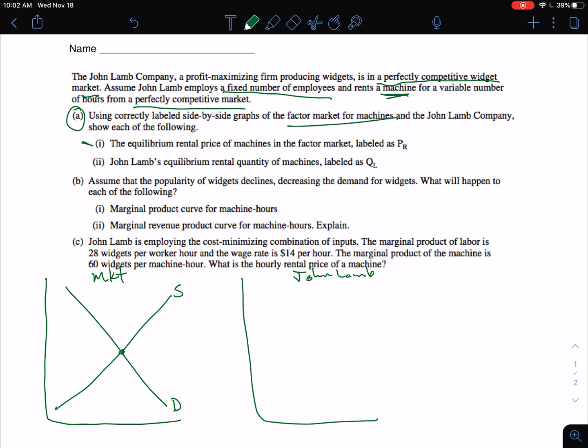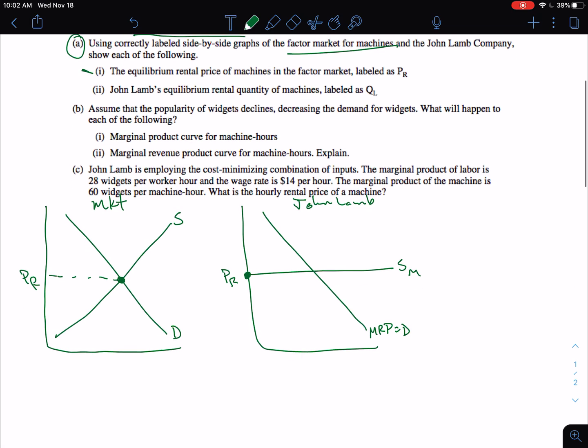So in the market, there's going to be an equilibrium price, okay? And we will label that PR, okay? And now that is going to determine the price for John Lamb. So he is going to be hiring from this supply, and the price that he will pay, regardless of how many hours he rents the machine, he's going to pay that same price. Okay, now his demand is MRP. So this is a supply of machines. I think that's about all.